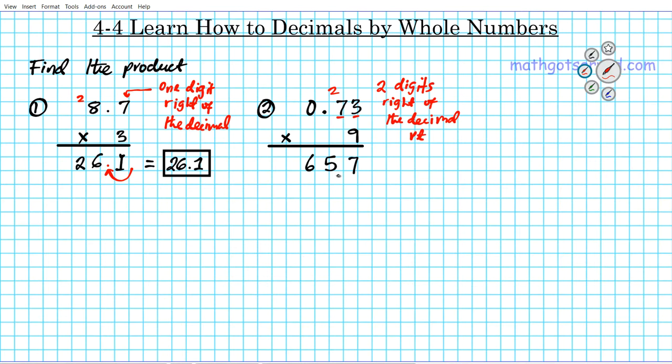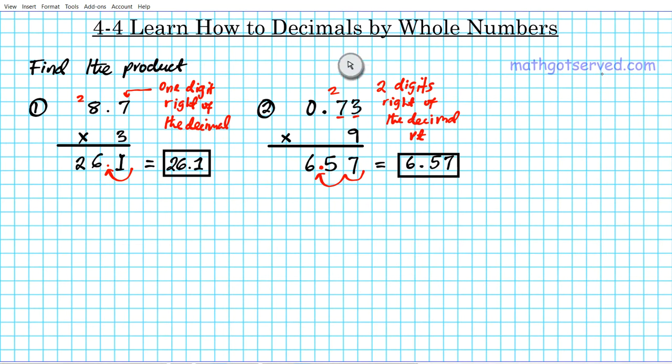Okay, so here what we're going to do is we're going to start from the rightmost position and then move our decimal point 2 places in the opposite direction. 1, 2, bam, there goes your decimal point. So our product is going to be 6.57.